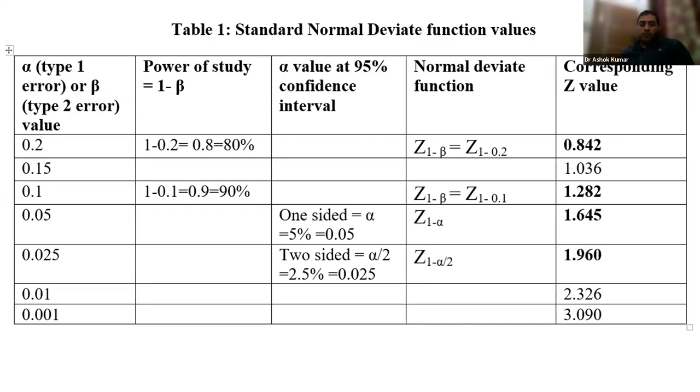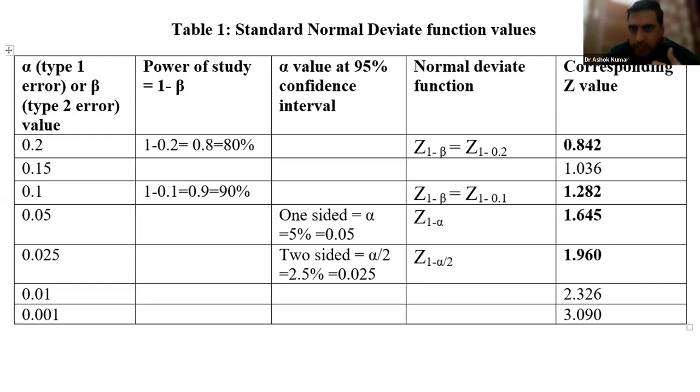Then every time we have to take 95% confidence interval. No need to take 99% or something like that, because 95% is standard. If you want to take 99%, you can take. Okay, then the value is something else here. So for alpha, we have done for beta.